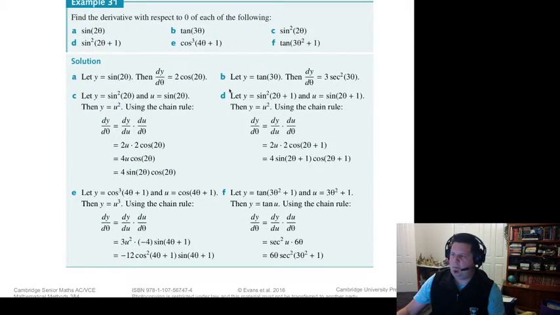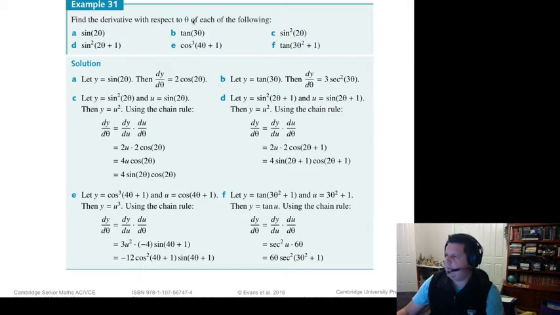Cool. Alright, now that we've got all that out of the way, let's have a look at this stuff here. Finding the derivative with respect to theta for each of these. We've got sine 2 theta. So again, you need to know that the derivative of sine is cosine. There is a k value here. That k value comes out the front, which is the 2, changes to cosine, and we've got the k theta part still there. So the derivative of sine 2 theta is 2 cosine 2 theta.